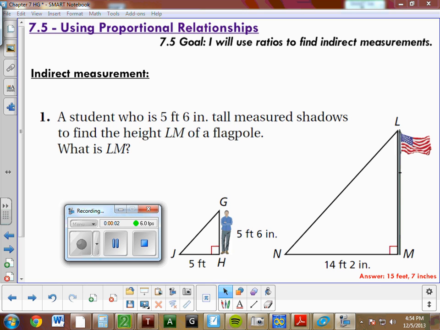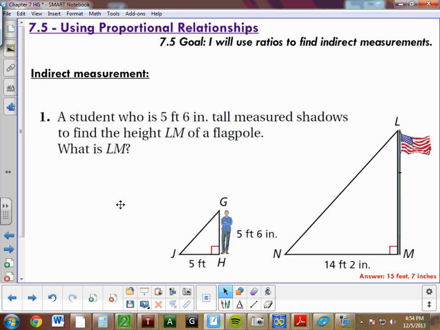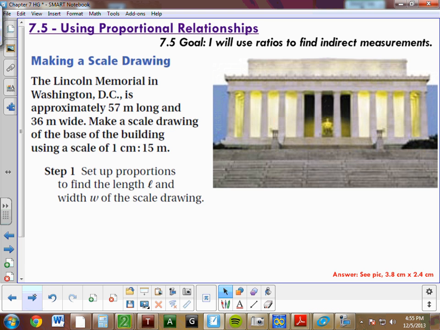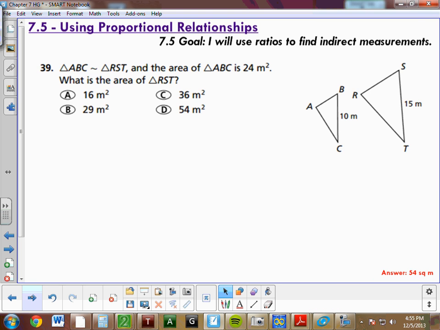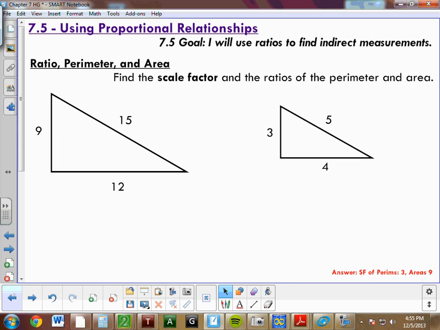Hey everybody, we are working on 7.5, which is using proportional relationships. So the big thing here has to do with indirect measurement. It's essentially using similar figures or proportions or drawings or any way other than literally measuring something to find out a measurement. And so there's 5 word problems in this section. There's one on each slide, one here, one here, here, here, and here. Not all word problems, but those are the ones that we're going to want to be able to do.